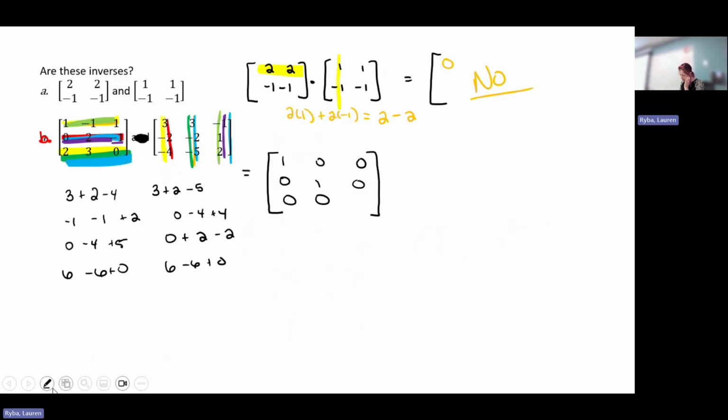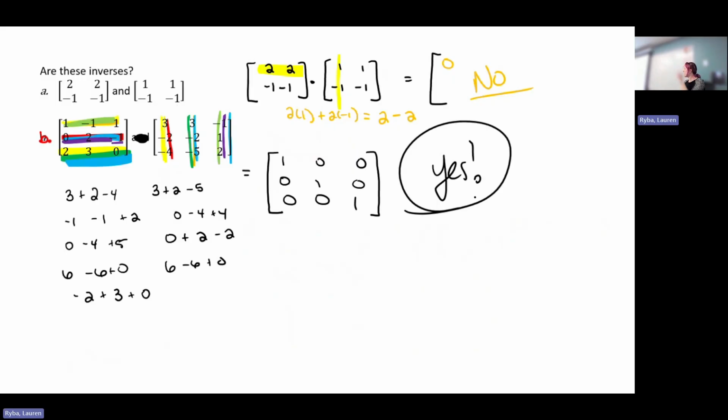That one times that one. 2 times -1 is -2. 3 times 1 is 3. 0 times 2 is 0. -2 plus 3 is 1. Yes, we have an inverse. Okay.